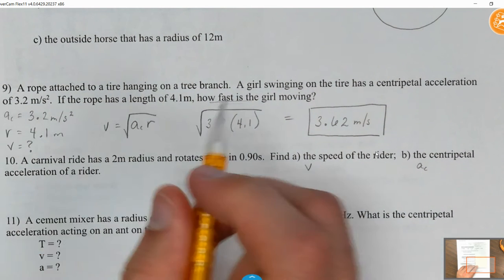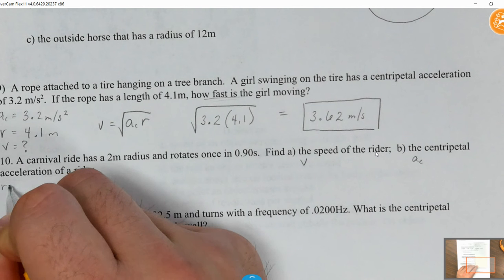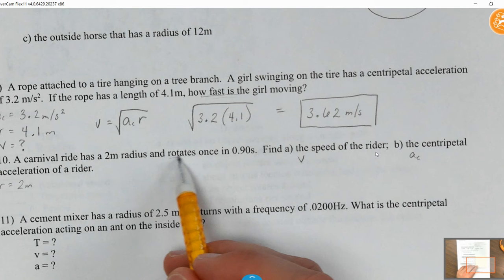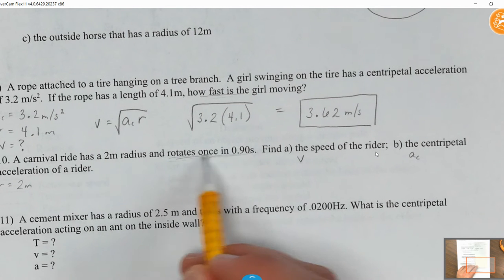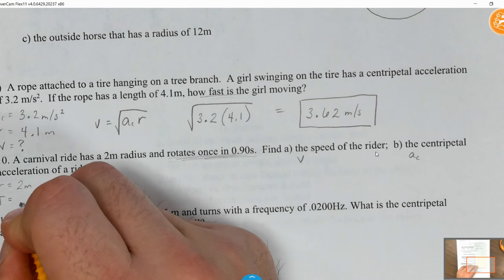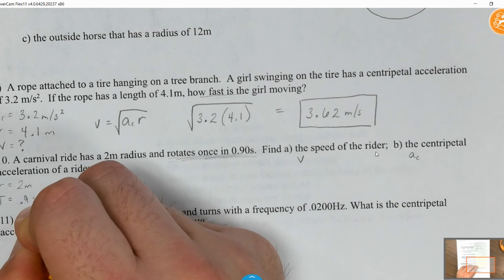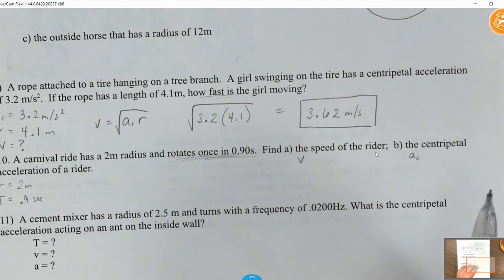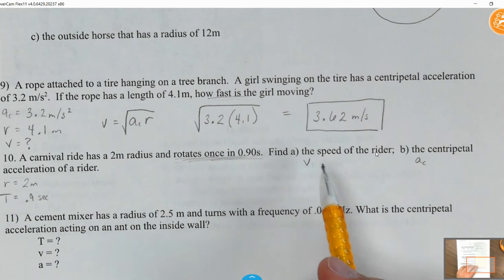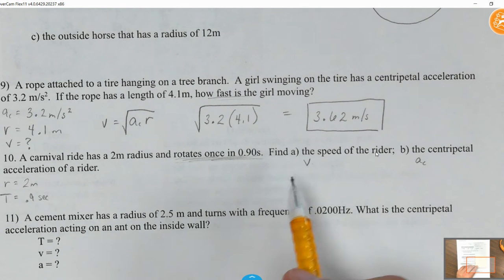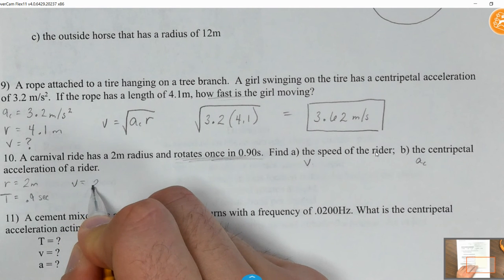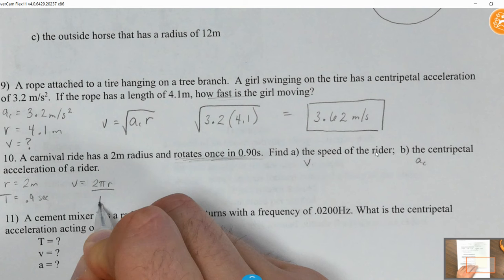Okay. So velocity, what do they give us? They just give us that we have a radius of 2 meters. And again, because they're saying it rotates just once in this time frame, that is a period. So the period is 0.9 seconds. With these two pieces of information, we can find velocity using the equation on the front. V is equal to 2 pi r over t.